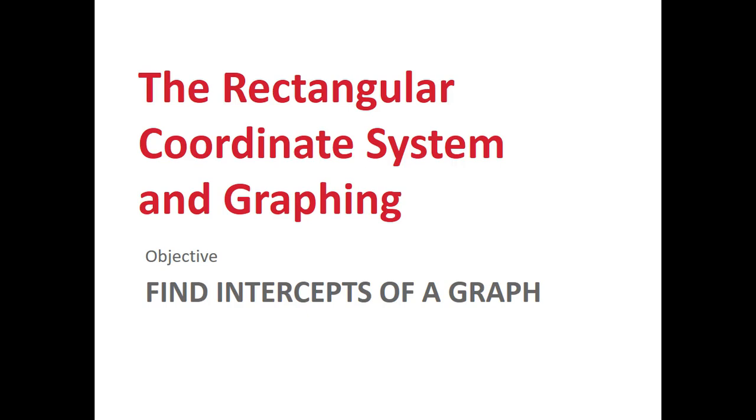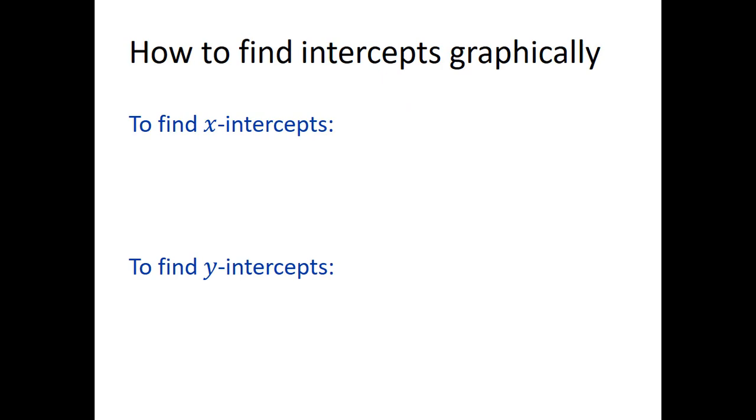The topic of this video is finding intercepts of a graph. Intercepts are points where the graph crosses the x-axis or y-axis. So the points where the graph crosses the x-axis are called the x-intercepts.